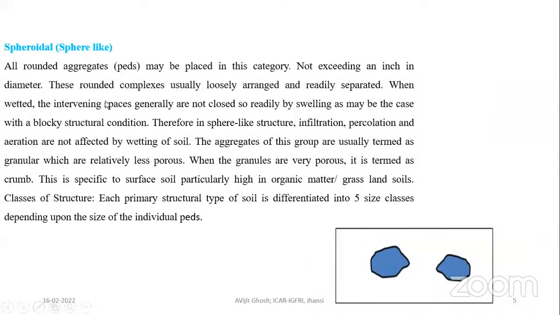And spheroidal soil structure, they are rounded. All rounded aggregates are called spheroidal soil structure. Their size is very small, not exceeding 1 inch. These rounded complexes are usually loosely arranged and readily separated. When they are wetted, their intervening faces close so readily that they swell, and when they are dried, they shrink together. So that is called swelling and shrinking of the soil. Each primary structural type is different. These are not important.